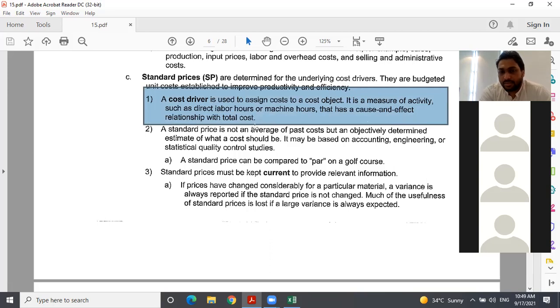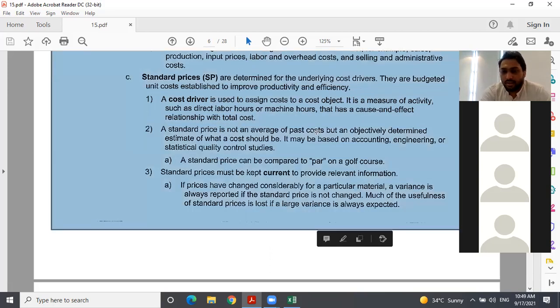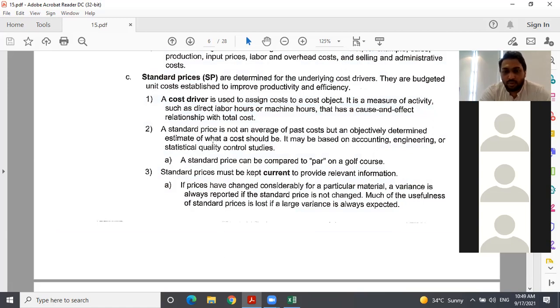Then the standard price is not an average of past cost, but an objectively determined estimate of what a cost should be. It may be based on accounting, engineering, and statistical quality control studies. A standard price can be compared to par on a golf course. Standard price must be kept current to provide relevant information. If prices have changed considerably for a particular material, a variance is always reported if the standard price is not changed. Much of the usefulness of the standard price is lost if a large variance is always expected.